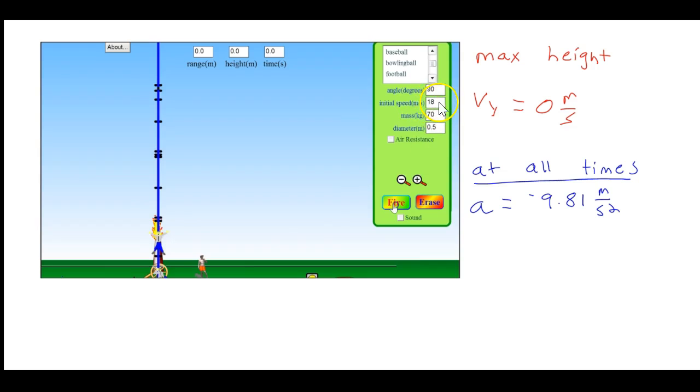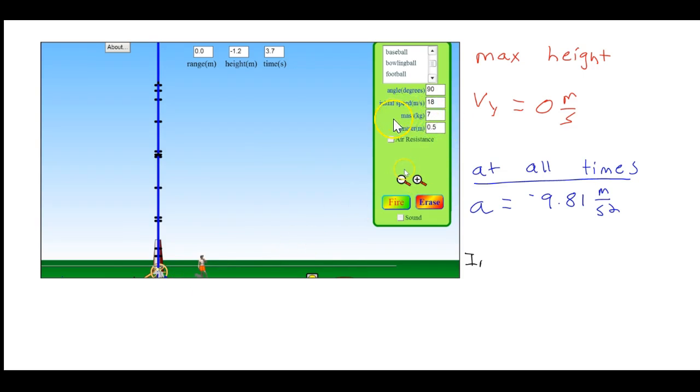Okay, so the next thing I'm going to do is I'm going to put the initial speed at 18 meters per second. Our mass is 70 kilograms. We fire. We reach some maximum height. It looked like it was about 16.4 meters. And I'm going to change his mass. You'll notice the maximum height didn't change, even though the mass was much higher. Now the mass is much smaller. Again, the maximum height does not change.